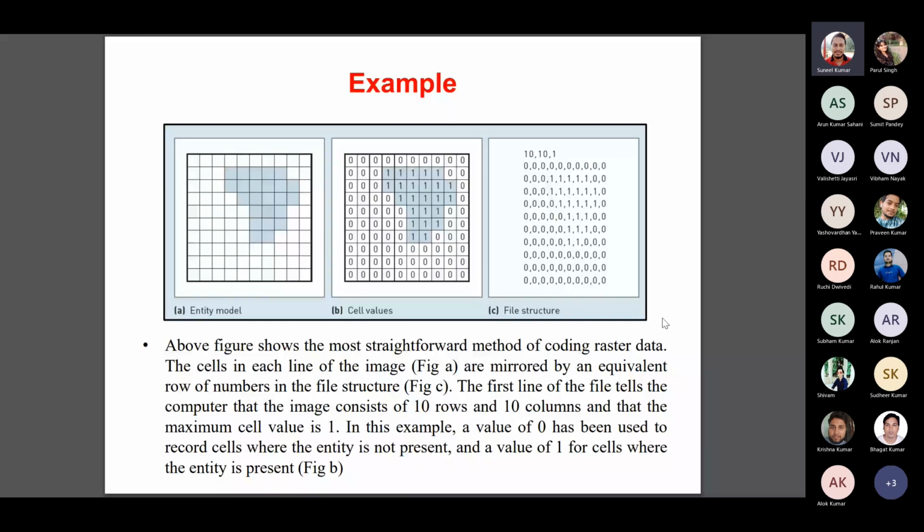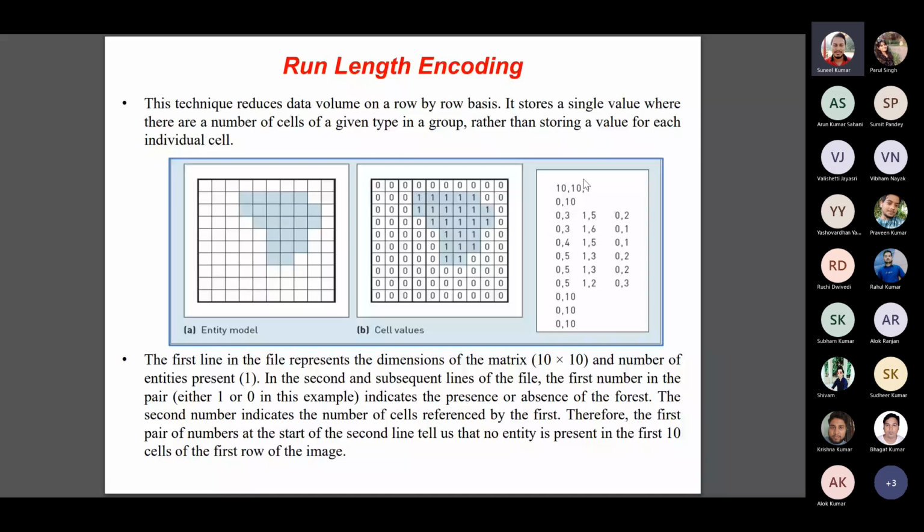Now let's see what will happen in the compression. This one is the uncompressed file. So let's see what will happen in the compression. See, this one is the compressed data file. See the difference in the file structure and try to learn what is happening over here.